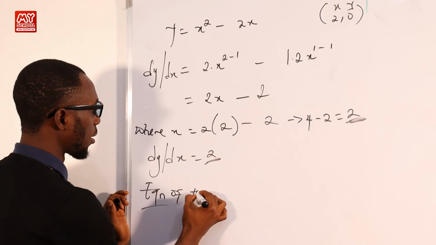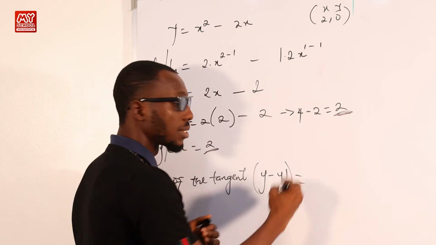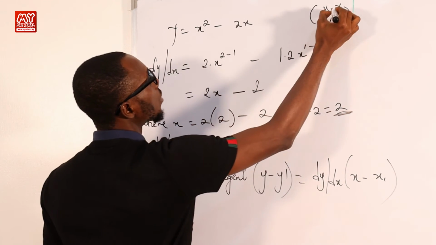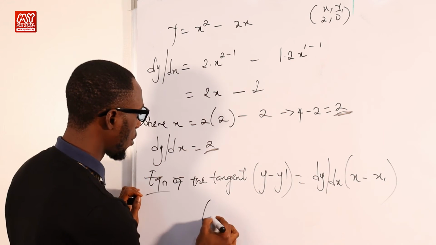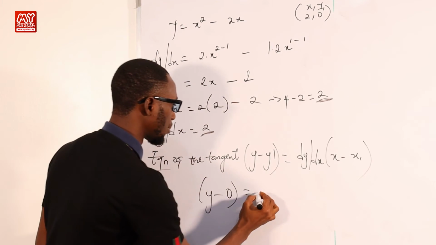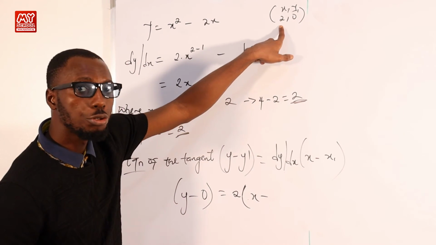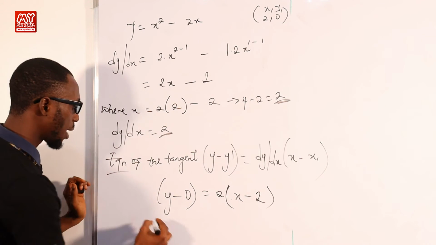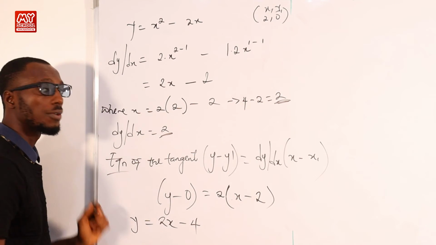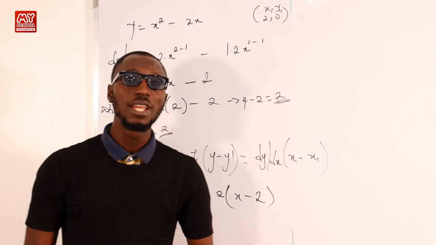The equation of the tangent would be y minus y1 equals dy/dx times (x minus x1), where this is (x1, y1). So let's slot it in. We would have y minus y1, which is 0, equals dy/dx, which we got as 2, into brackets x minus the x1, which is 2. So y minus 0, that gives you y, equals 2 times x, that is 2x, 2 times minus 2, that is minus 4. If we scan through our options together, you will see we have y equals 2x minus 4, and that makes option A correct.